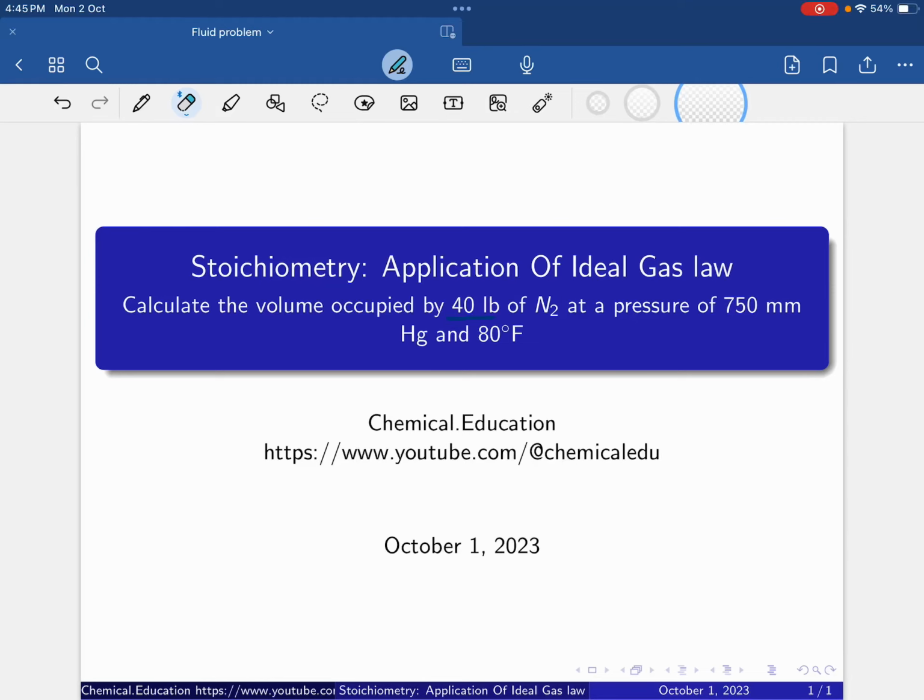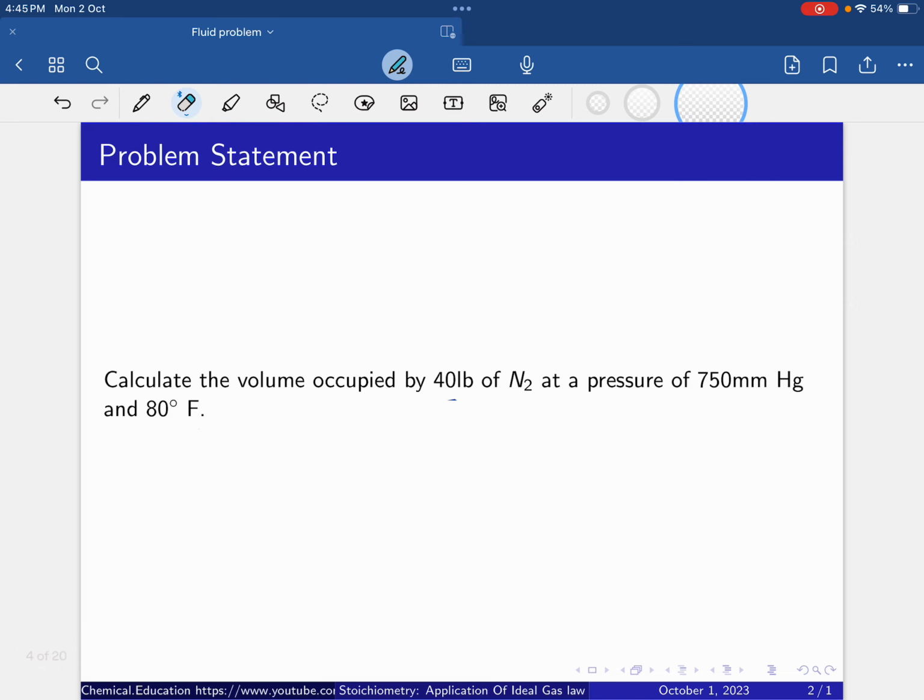Today I'm going to show you one numerical problem based on the application of the ideal gas law. This problem belongs to chemical process calculation or stoichiometric calculation. Now here is the problem statement: Calculate the volume occupied by 40 pound of nitrogen at a pressure of 750 mmHg and 80 degree Fahrenheit. Now I'm going to solve this problem, and the target is to calculate the volume.